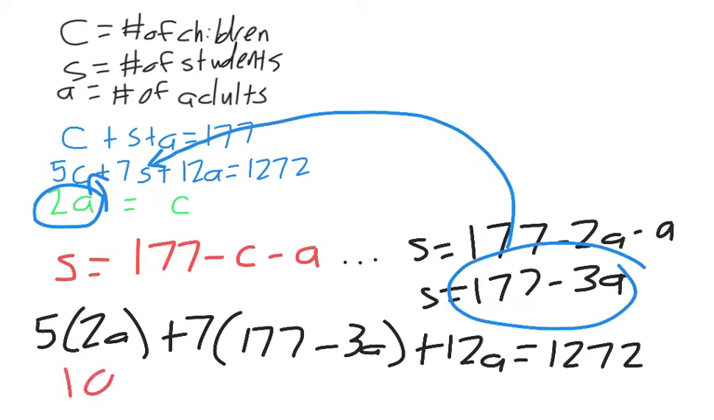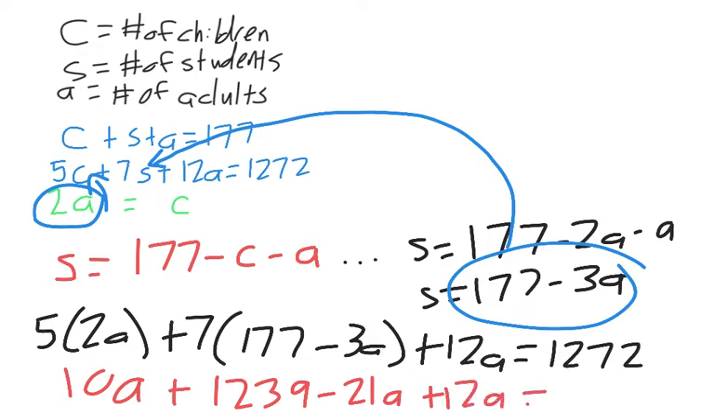So this would be 10A plus, I think I can do that in my head, 7 times 177, 1239, minus 21A plus 12A equals 1272.